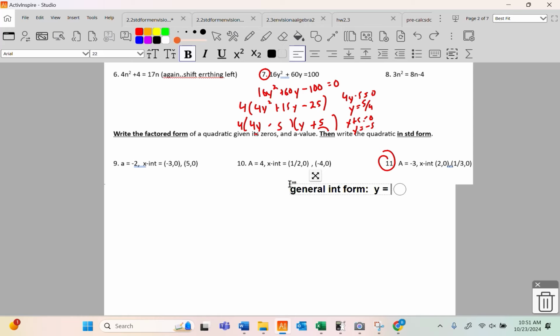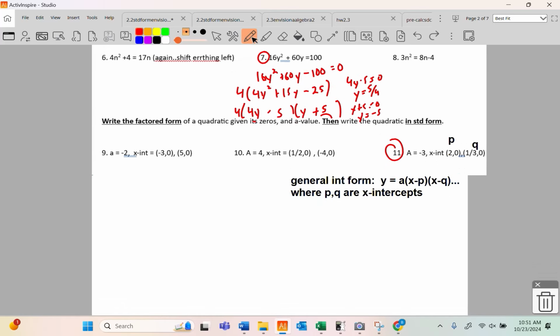It's y equals a times x minus p times x minus q, dot, dot, dot, if you have more factors or more intercepts, okay? Where p and q are your x-intercepts. So for all intents and purposes, that guy's p and this guy's q. And of course there's a right there in the beginning. So if I plug stuff in, I would have y equals a times, I'm actually going to do this one first, x minus a third.